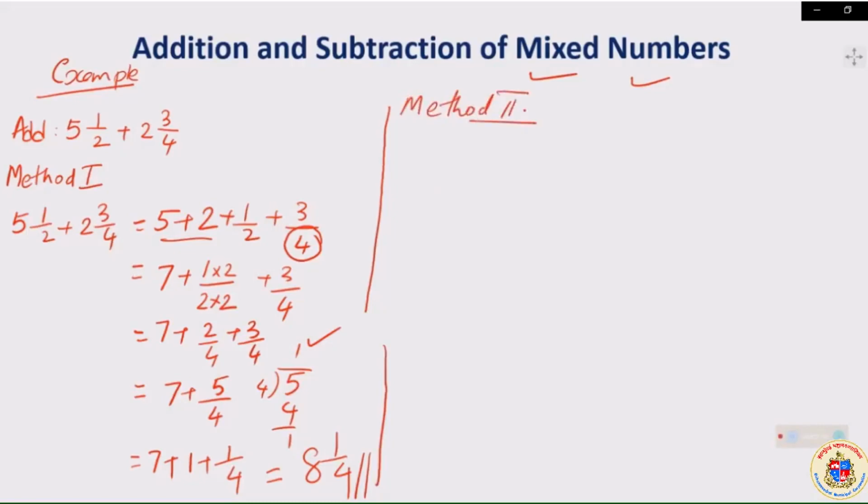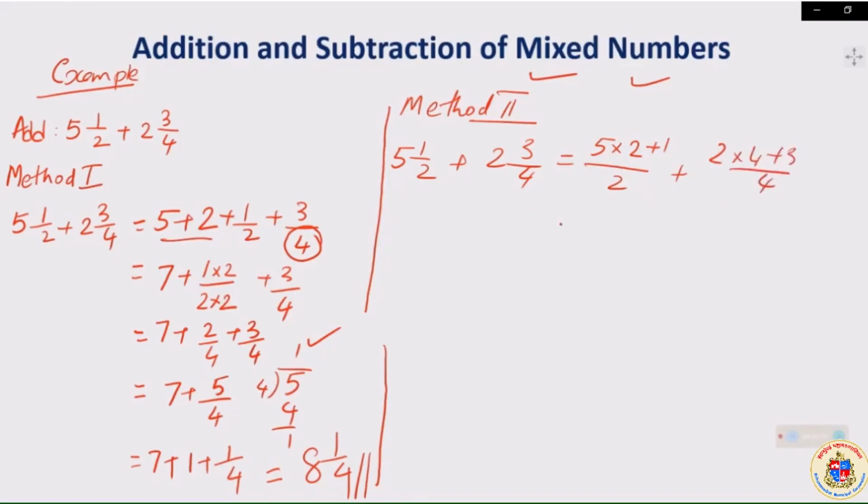In method 2, again the same sum we are trying to do, 5 and 1 upon 2 plus 2 and 3 upon 4. We will convert this mixed fraction into improper fraction first, simply. We know that 5 2s are 10 plus 1, 11 upon 2. Like that also you can proceed. 5 into 2 plus 1 upon 2. Then 2 into 4 plus 3 upon 4.